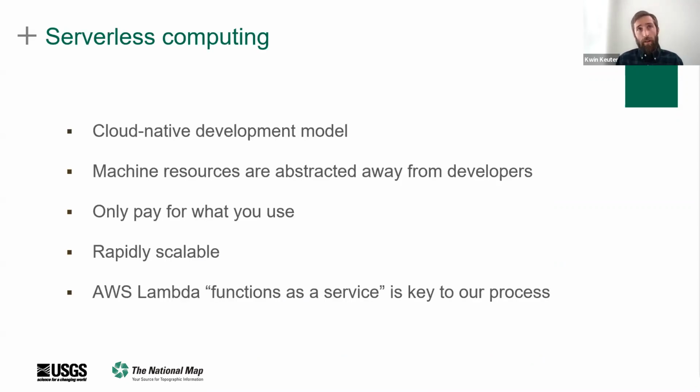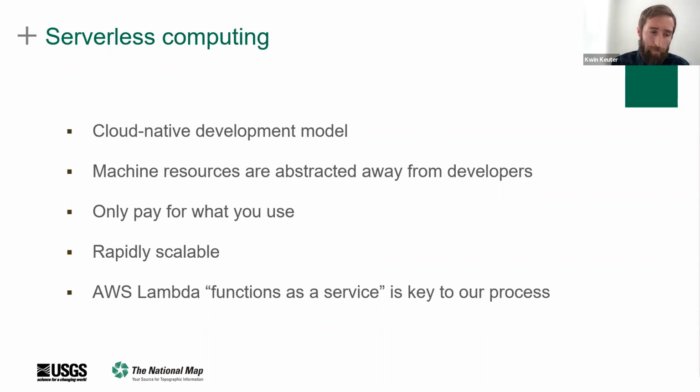So the general idea that we try to apply to our architecture in processing all of these native images is what's known as serverless. And this is a cloud native development model. The main idea here is that machine resources are not something that you worry about. That's abstracted away from you. Where the physical hardware lives, you have no idea. You have no idea how many different physical machines might be running your code. It can be highly distributed, and you only pay for what you use.